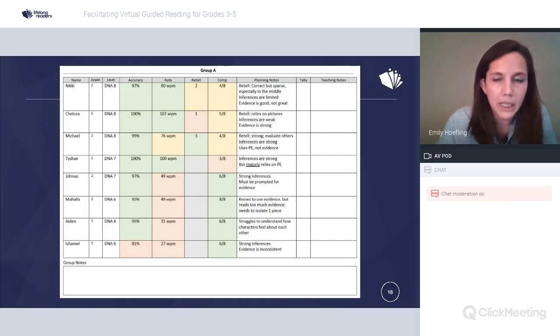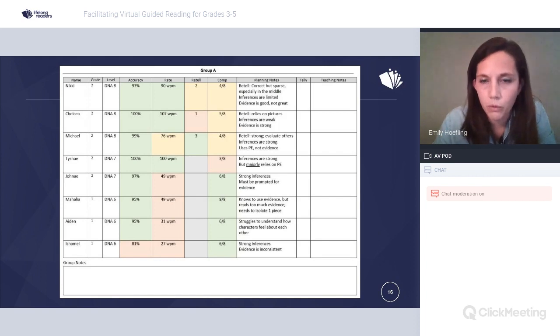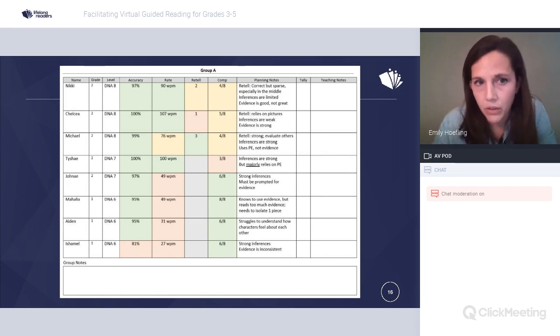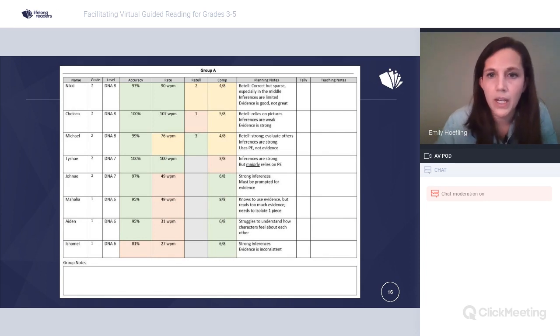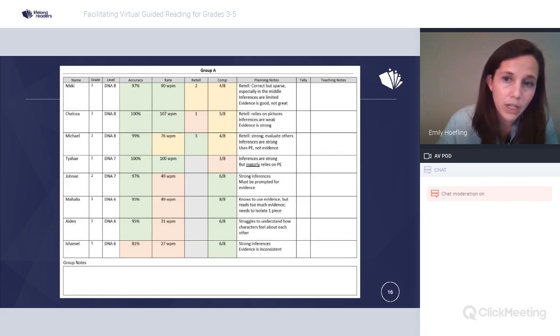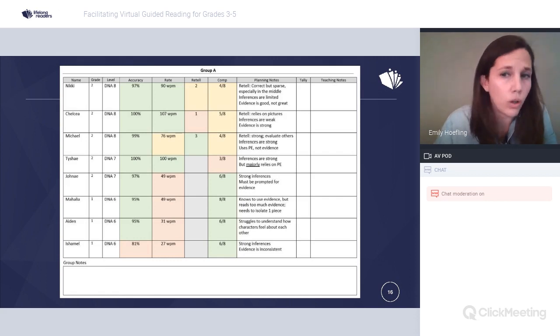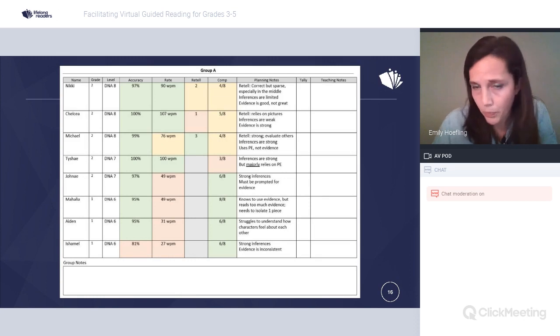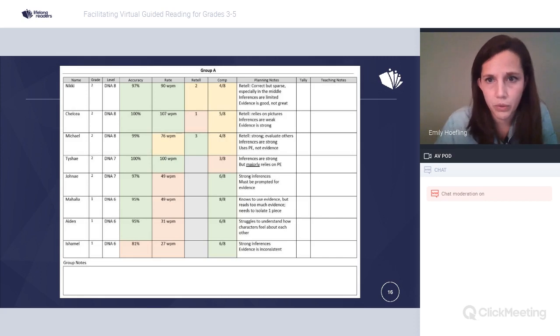A quick note on planning. You're just going to want in front of you a high-level view. You're going to want to know an approximation of what the kid's accuracy is, what their rate is. That's going to help you, especially when you read on the screen, to really make sure that all kids are reading and not saying they're done early. And then you want a general sense of their comprehension so that you can be targeted as you call on students. This is not in depth in any way.